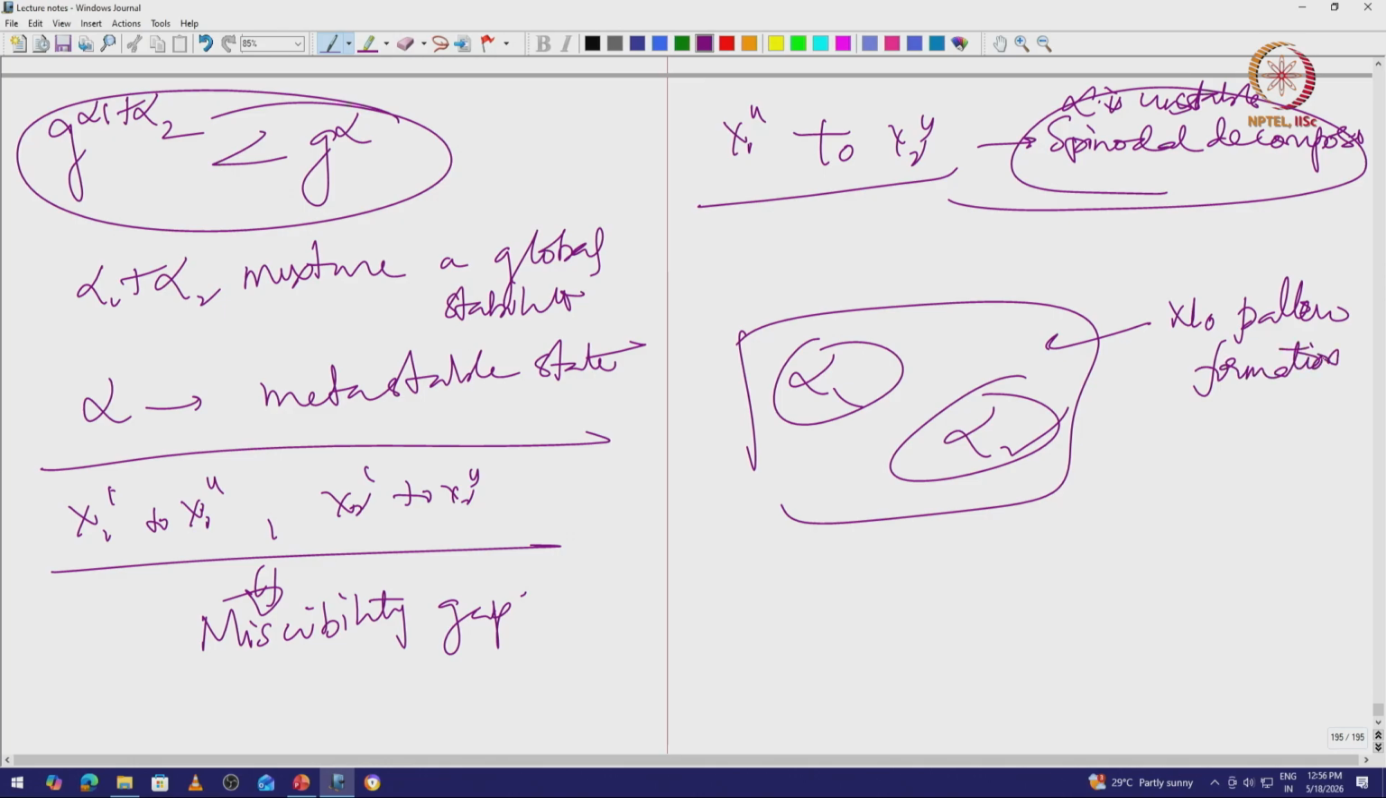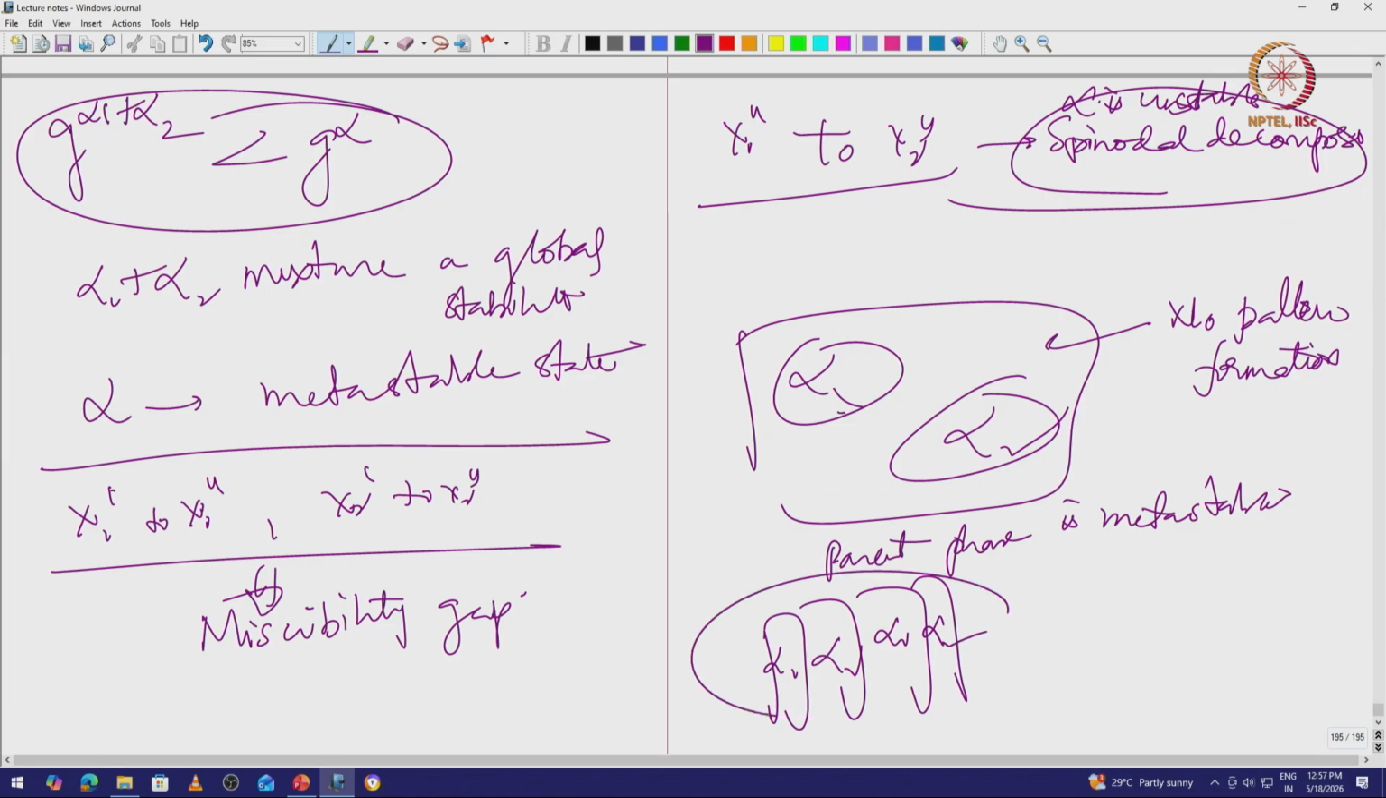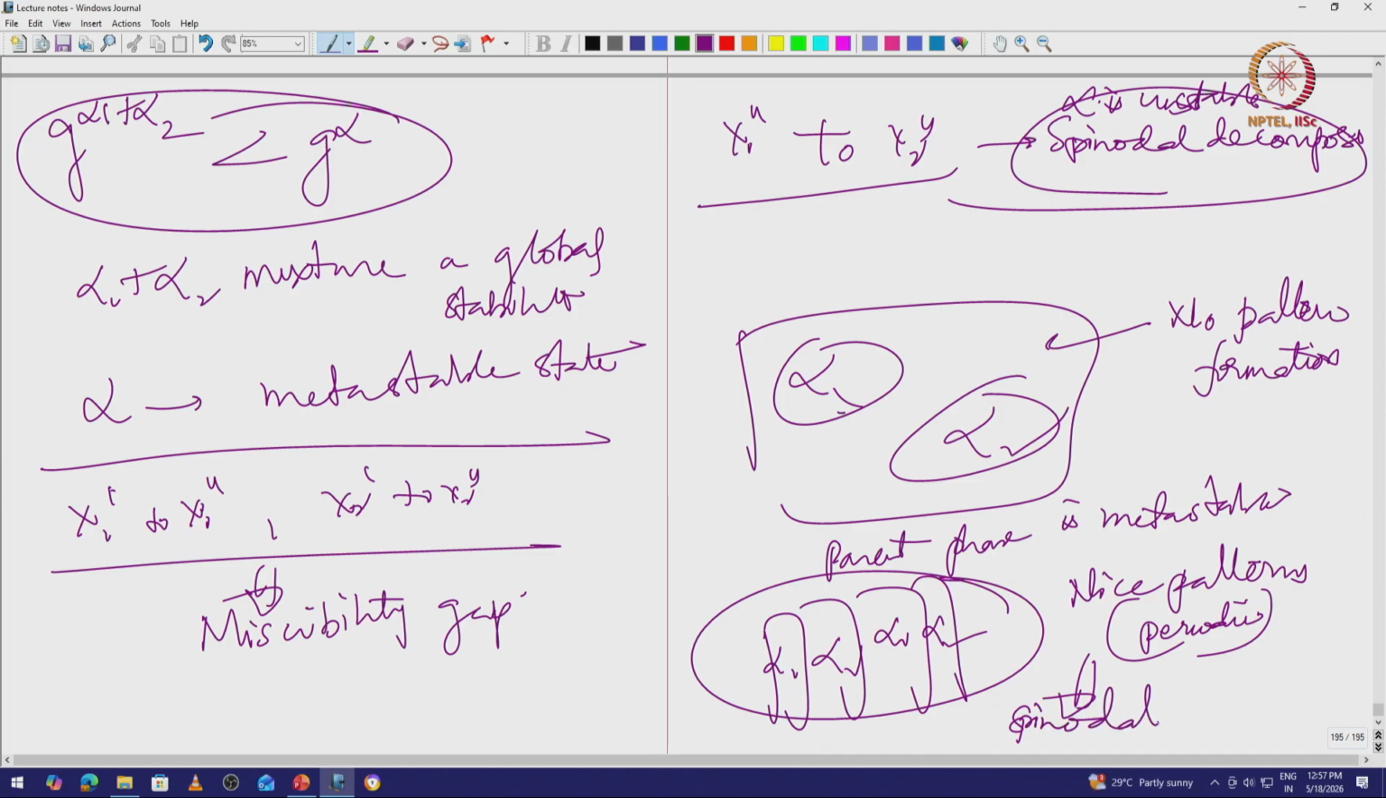I mean, patterns can also form if there is stress, but let us come back to that later. But if I find that there is no pattern formation, then I am quite sure that the parent phase is metastable, right. But if I find that alpha 1, alpha 2, there are some nice patterns that are formed, or patterns meaning periodic patterns, then I can conclude that okay, so this comes from a spinodally decomposed parent phase.